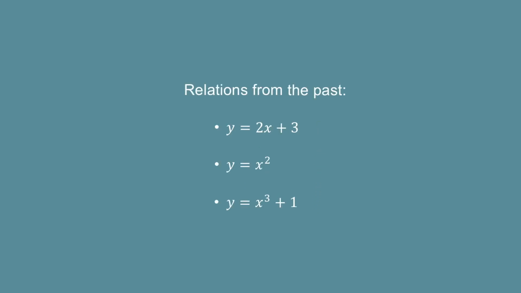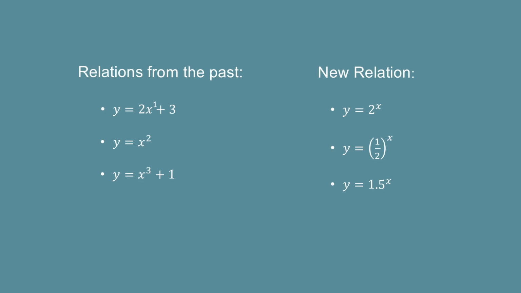Here are a few known relations from the past. For example, this one right here is linear, this is quadratic, this is a cubic relation. I think that by now we are all pretty familiar with most of these relations, and we're also pretty familiar with their graphs. I know that we have studied quite extensively lines and quadratics, parabolas. Now let us compare these relations with the new ones right here.